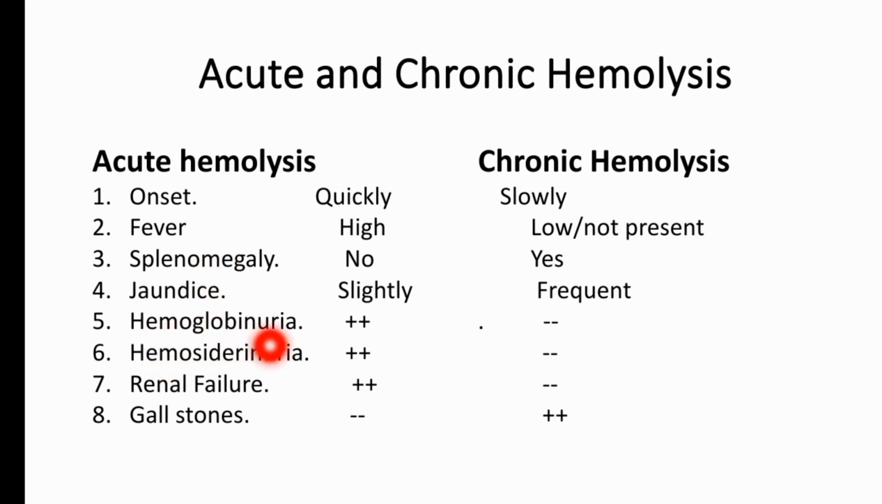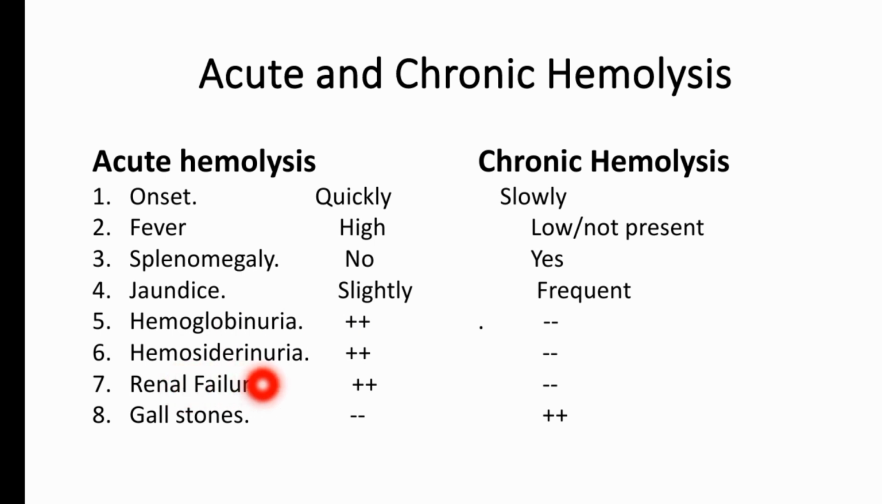Then comes the hemoglobinuria. The hemoglobinuria will be frequent in the acute cases, whereas it will be absent in the chronic cases, because in the chronic hemolysis the body has enough time for the activation of compensatory mechanisms. Because of the activation of these compensatory mechanisms, there will be no hemoglobin in the urine in the chronic cases, whereas in the acute cases, the body doesn't have much time, so the hemoglobin will be present in the urine. Same is the case with the hemosiderinuria. The hemosiderinuria will be present in the acute cases, whereas it will be absent in the chronic cases.